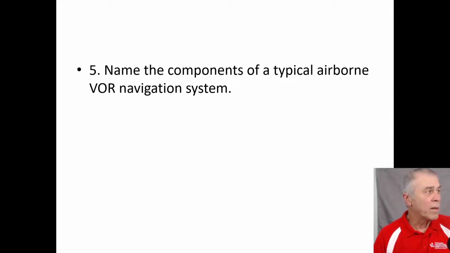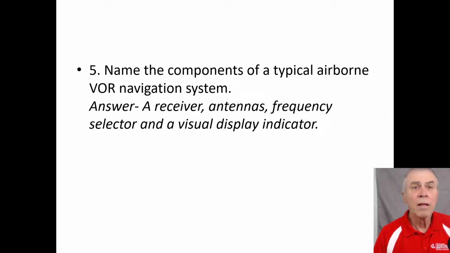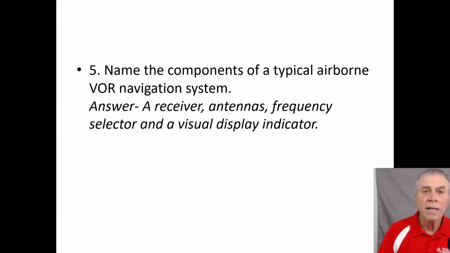I don't think they want that much detail. A receiver, antenna, frequency selector and a visual display indicator. So the only one I really missed was the frequency selector. So basically it's the dial on the radio to get the VOR station's broadcast signal.